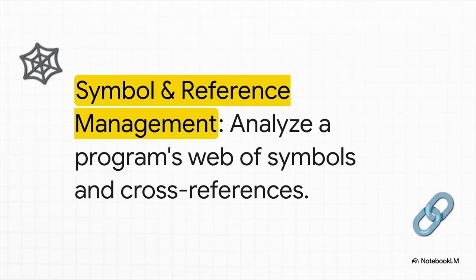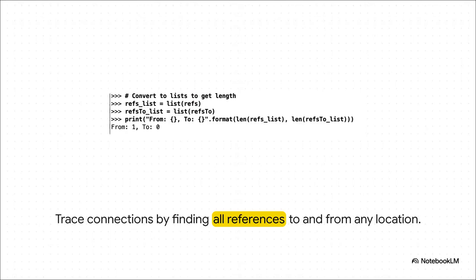And finally, let's talk about connections. A program isn't just a big list of instructions, it's a web of symbols, cross-references, and data pointers, all pointing to each other. This right here is a total game changer. Manually tracing every single call to a function or every use of a string is incredibly tedious work. But with the API, you can instantly get a list of all references to an address or from an address, automating one of the most time-consuming parts of analysis.